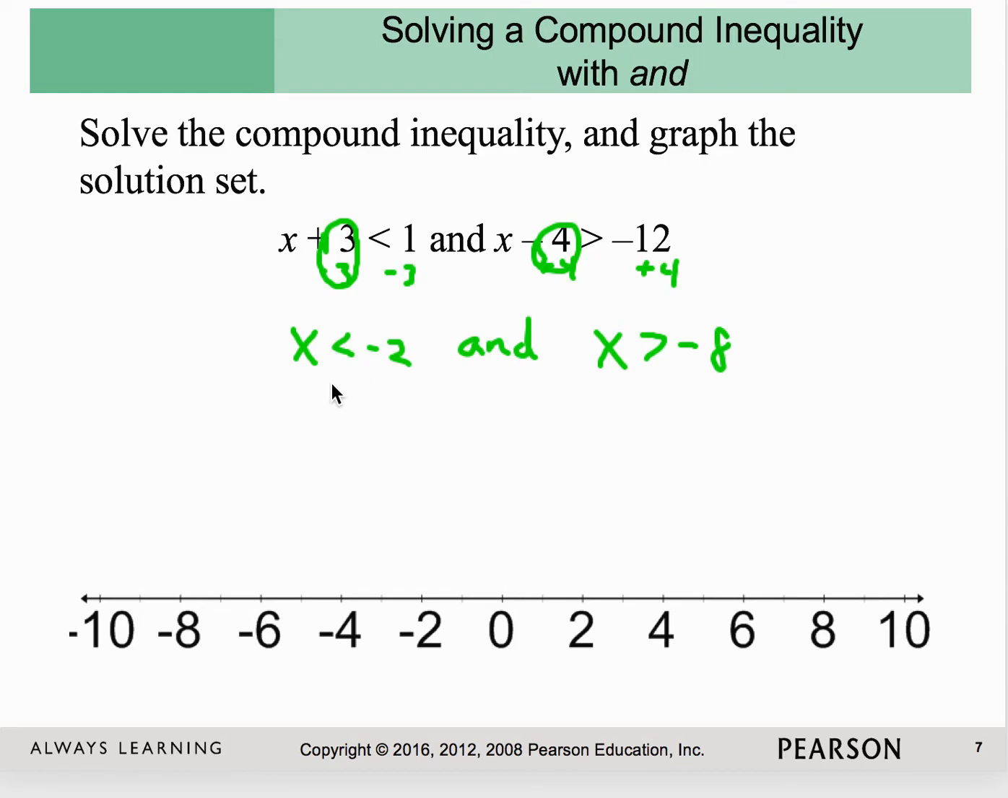Okay, so let's graph each one individually. X is less than -2. So here's -2 pointing this way. Okay, greater than -8 pointing this way. Okay, maybe I should have gone a little farther here with my line. Okay, now greater than -8.